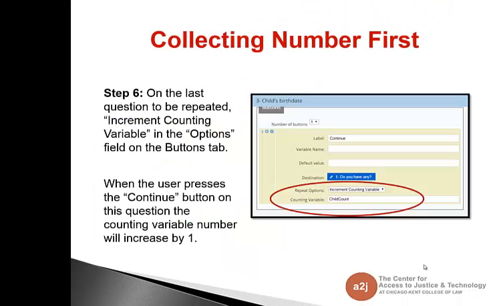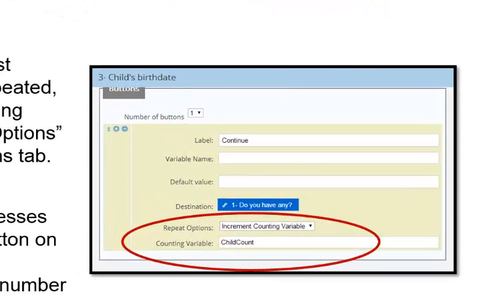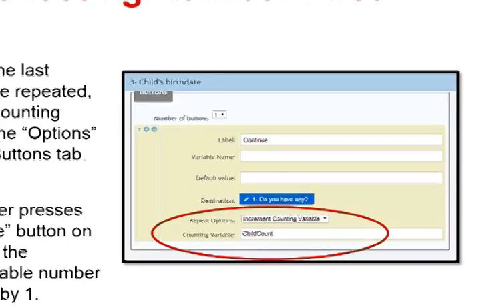Step 6, on the last question to be repeated, you want to go to the button section, and under repeat options, you want to increment counting variable. When the user presses continue, this increases the counting variable by 1. Basically, it puts a tally mark and says to A2J Author, the end user has gone through it 1 time.